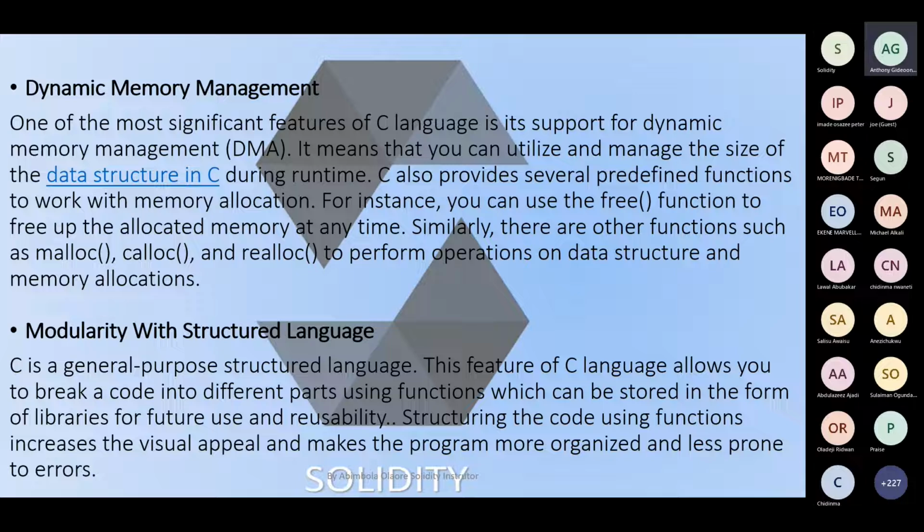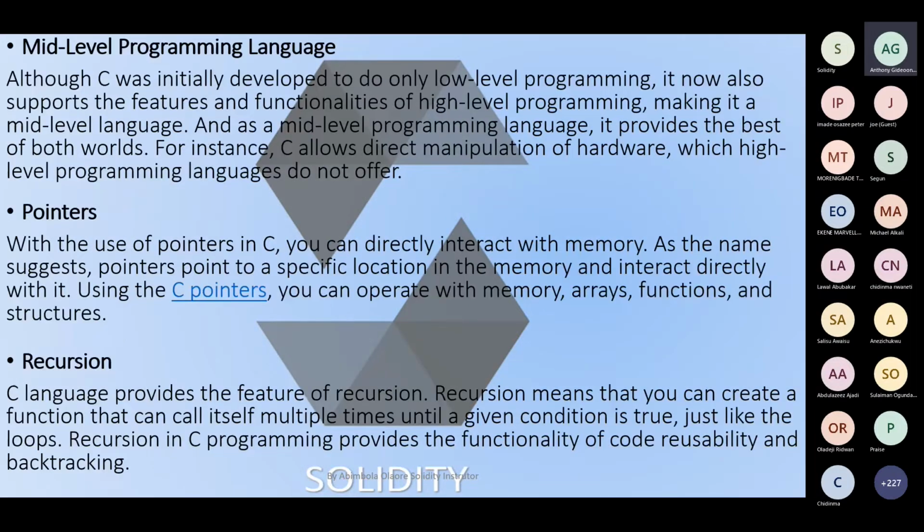Modularity with structured language. C is a general purpose structured language. This feature of C language allows you to break a code into different parts using functions which can be stored for future use and reusability. Structuring the code using functions increases the visual appeal and makes the program more organized and less prone to errors.